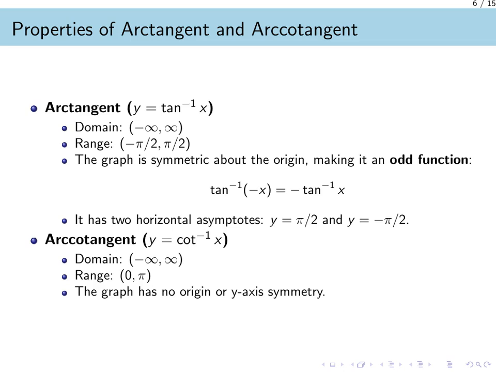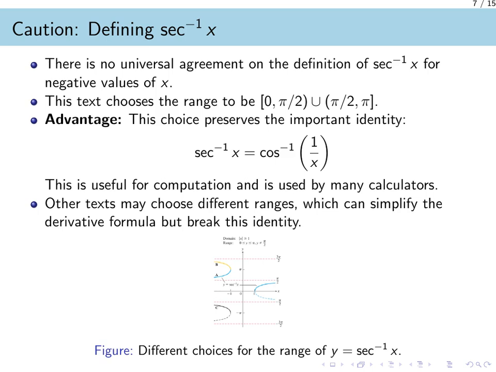Arctangent gives angles in quadrants 1 and 4, while arccotangent gives angles in quadrants 1 and 2. Now I want to address a tricky detail about the inverse secant function, because its definition is not universally agreed upon. For negative values of x, different textbooks choose different intervals for the range. In our work, we will define the range of inverse secant to be the interval from 0 to pi, excluding the point pi over 2.